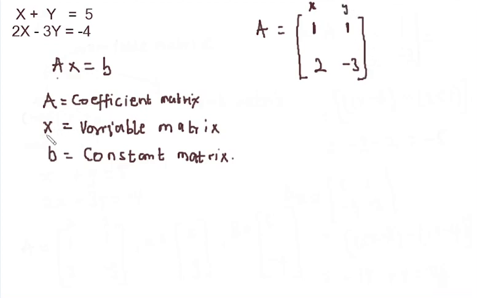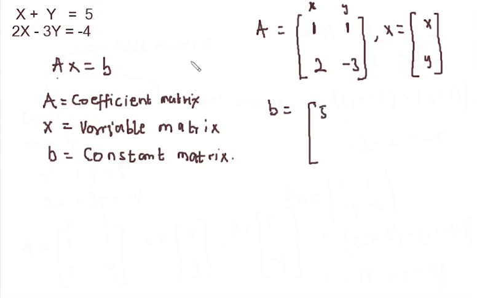For the variable matrix X, how many variables do we have here? Two variables, X and Y. So our variable matrix is simply written as X, Y. For our constant matrix B, we write the constant values of both equations. For equation 1, our constant value is 5, and for equation 2, our constant value is minus 4.